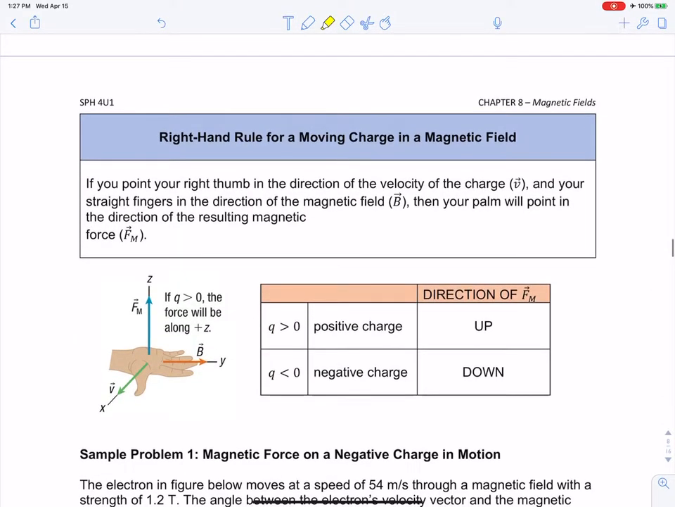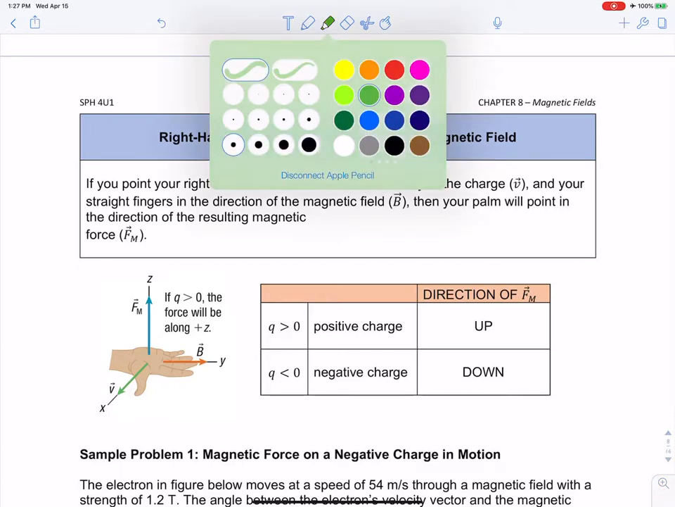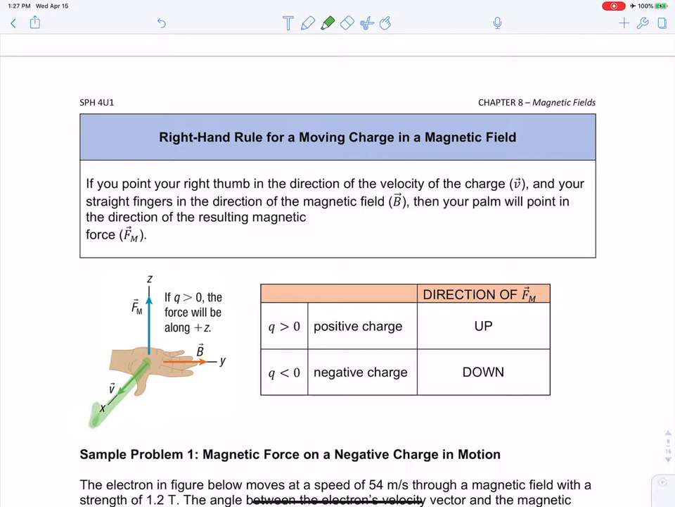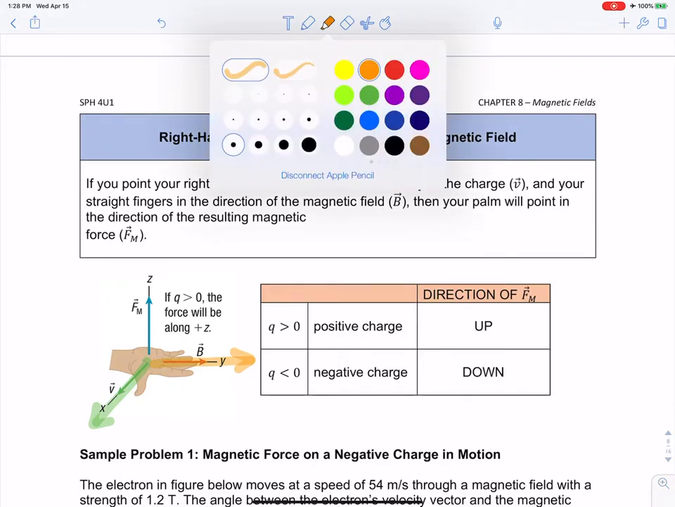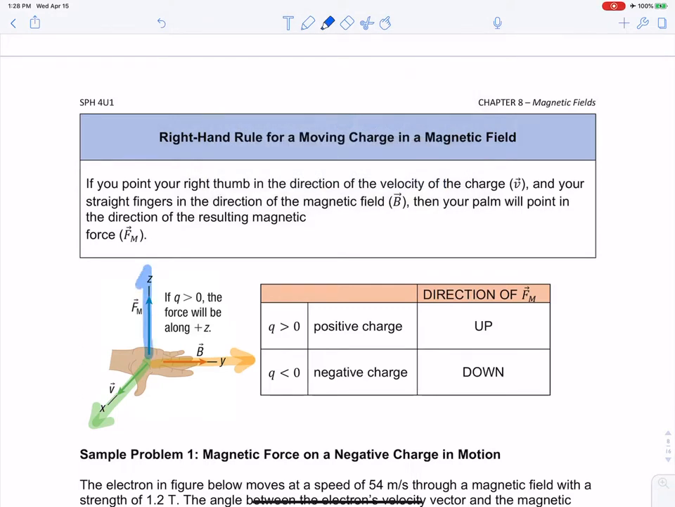We have a right-hand rule for a moving charge in a magnetic field. If you point your right thumb in the direction of the velocity of the charge, so if we look at our diagram, your right thumb is in the direction of the velocity of the charge, and your straight fingers point in the direction of the magnetic field, then your palm will point into the direction of the resulting magnetic force. So the magnetic force, if you line it up with your right hand, will come out of your palm.